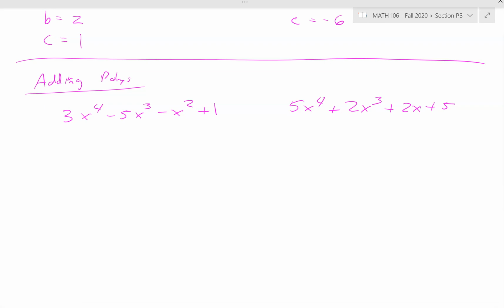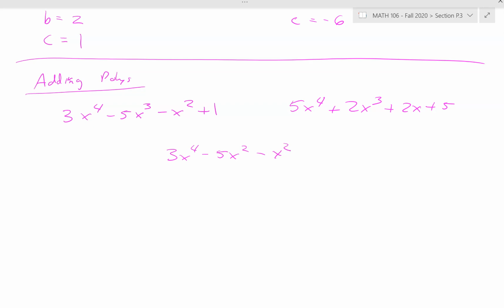Some of you have probably done this before, and you could probably easily pick out what you have to do. But the book gives a nice way of doing it, so let me show you. What they do is they put the first polynomial. Do you notice in this first polynomial, you have 3x to the fourth minus 5x cubed minus x squared plus 1? Do you see that we're missing the x term?